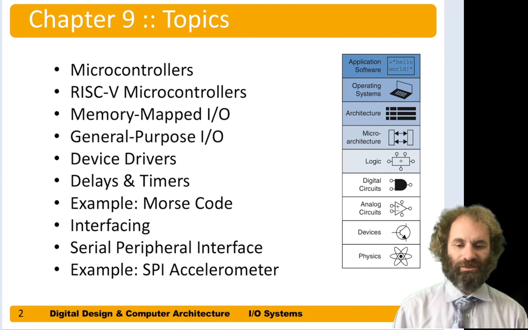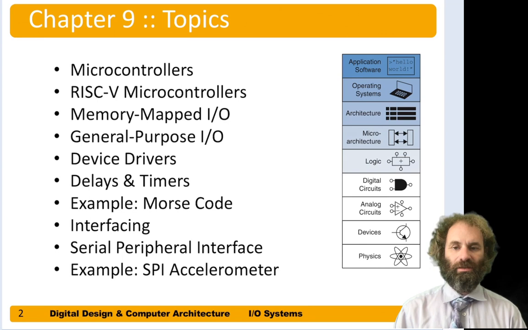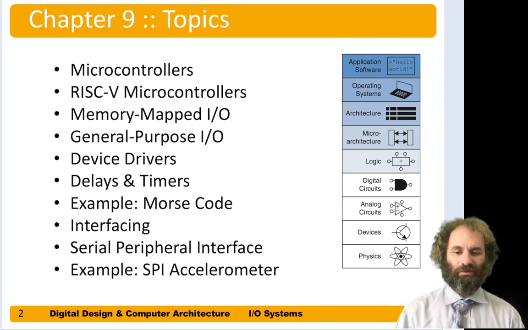RISC-V architecture is the subject of this book. We'll look at memory mapped I/O, in which we can read and write memory locations in our program, and they will cause physical things to happen in the real world, pins to take on values. So general purpose I/O is the name for when we make a pin take on a value.